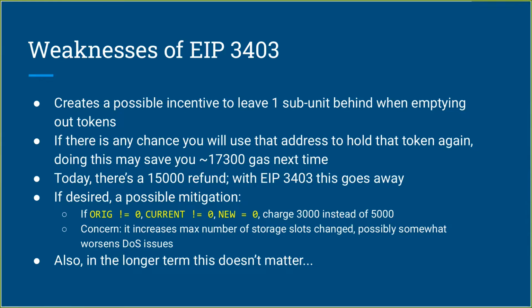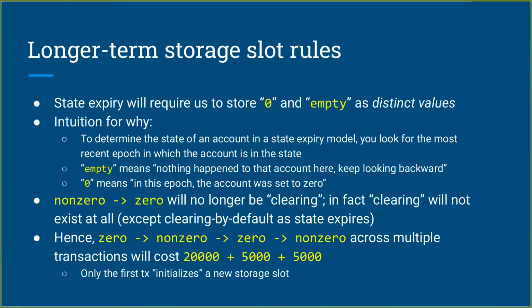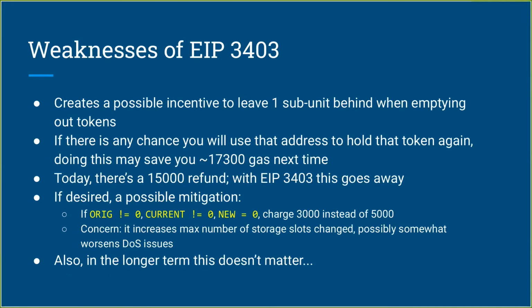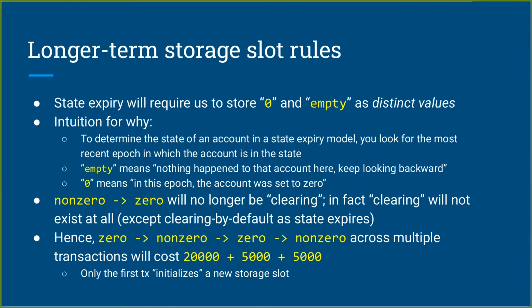But one thing to remember is that if you're building a new application, redesigning everything around these rules doesn't really make too much sense, because in the long term, state expiry is expected to change the calculation again. And the reason is basically that state expiry, in whatever format, is likely to require us to store 0 and empty as distinct values, right?